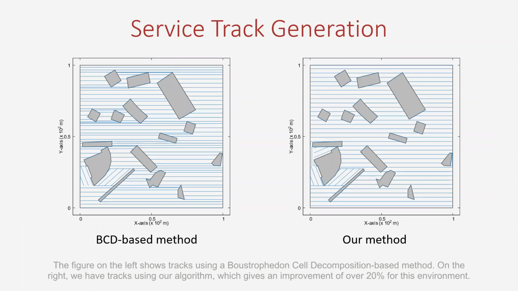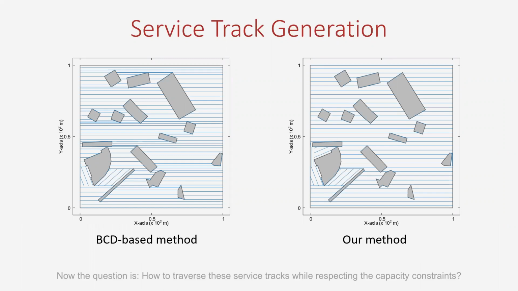The figure on the left shows tracks using a boustrophedon cell decomposition based method. On the right, we have tracks using our algorithm, which gives an improvement of over 20% for this environment. Now the question is how to traverse these service tracks while respecting the capacity constraints.